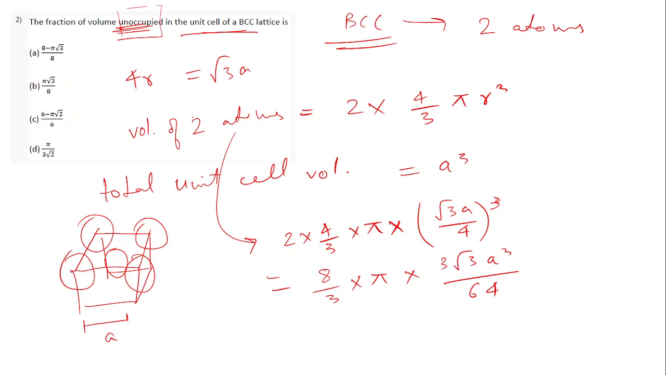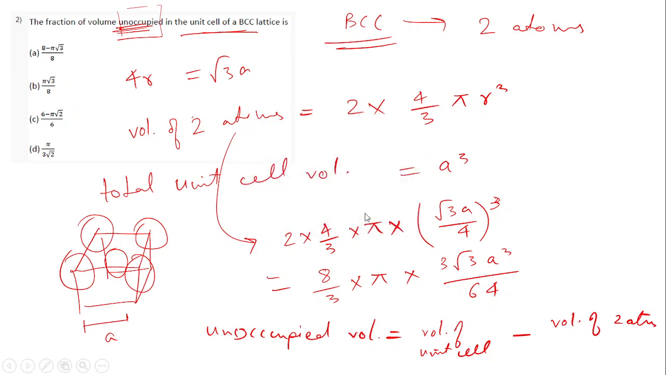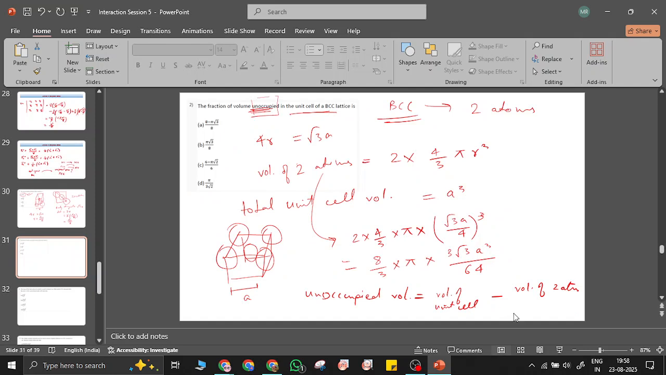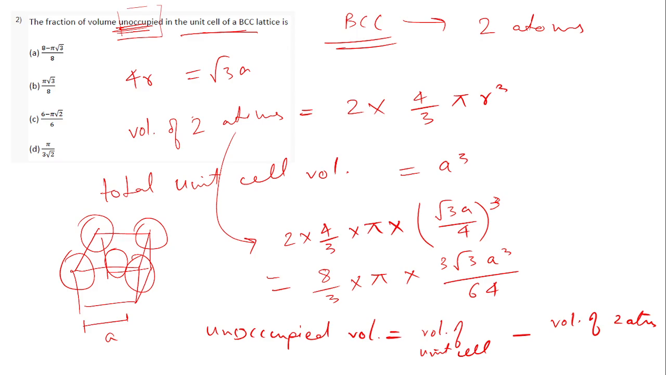We need to find out the unoccupied volume. So unoccupied volume means volume of unit cell minus volume of two atoms. So unoccupied volume will be volume of unit cell minus volume of two atoms.